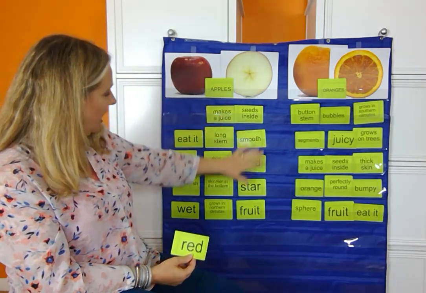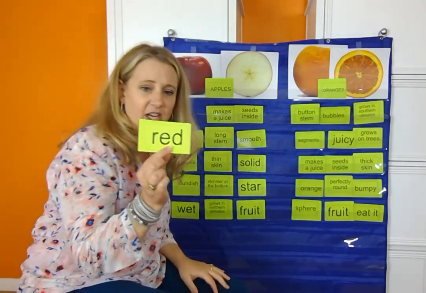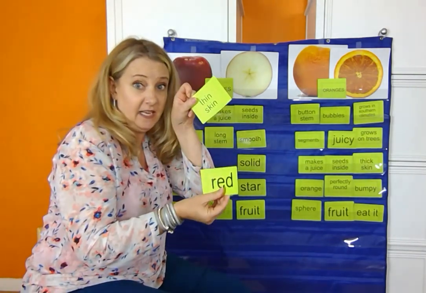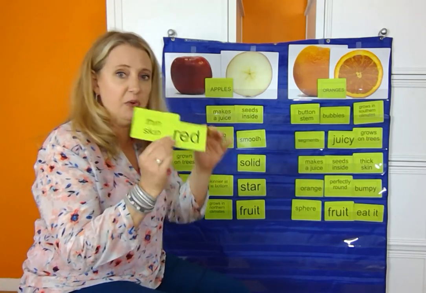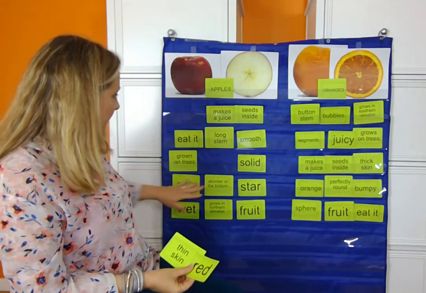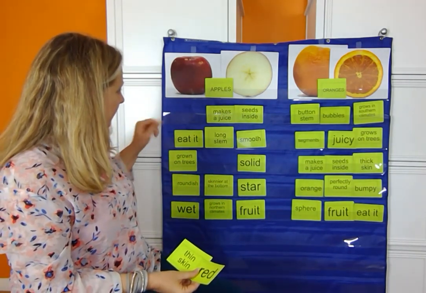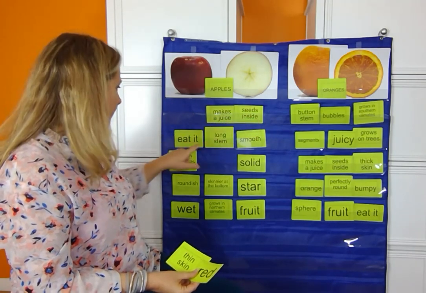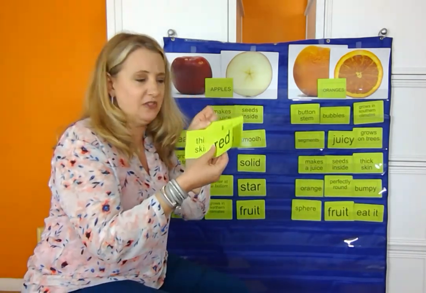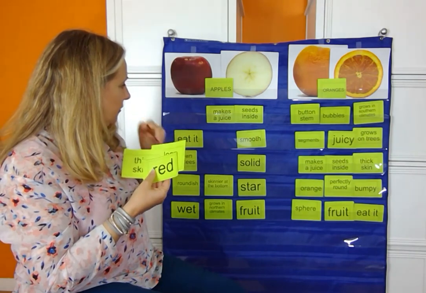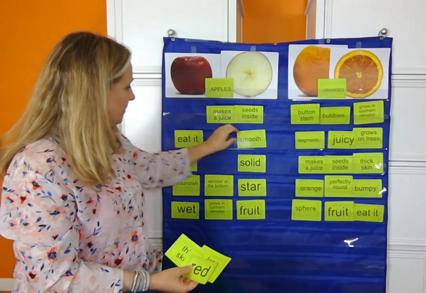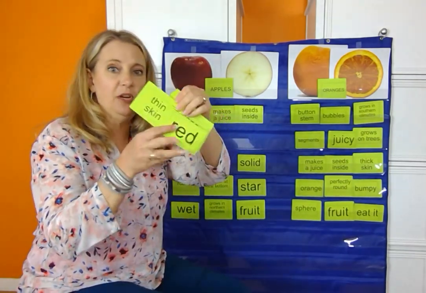Well, let's see. Are there any other words here that kind of make us think could go with red? Well, I already said it's skin. It has thin skin, and both of those seem to be on the outside. Okay, so is there anything else on the outside? Well, let's see. Makes juice, seeds inside. No, we eat it. Long stem. Well, the stem is on the outside of the apple. I could start to put those together. What else? It's smooth on the outside. So I'm starting to get a pretty big group here.